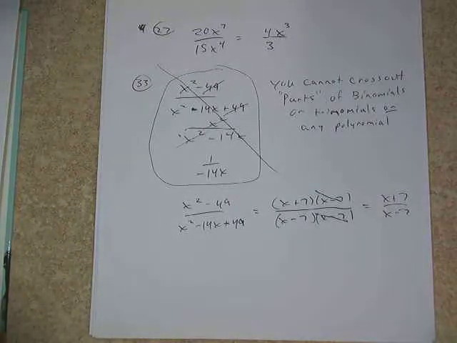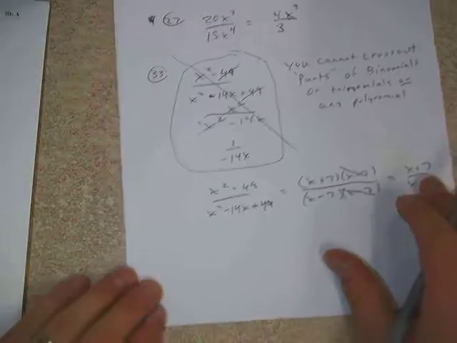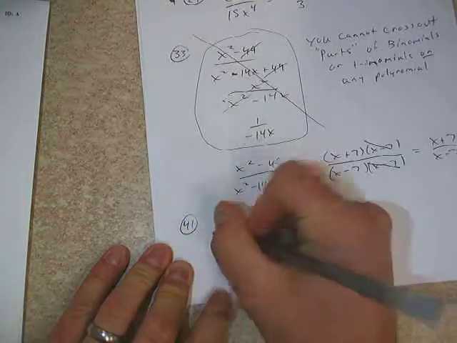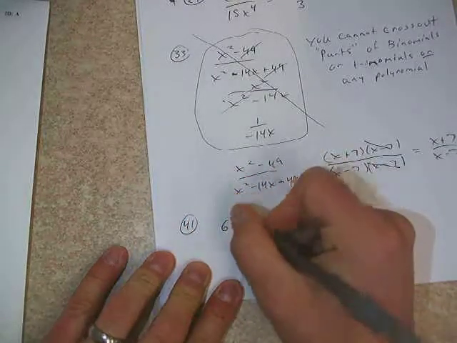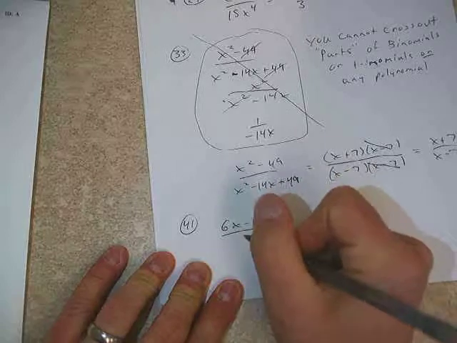So the key issue though is factor the top, factor the bottom. If they have any common factors, once it's in a multiplication form, then we can cross them out and be left with whatever we're left with over.